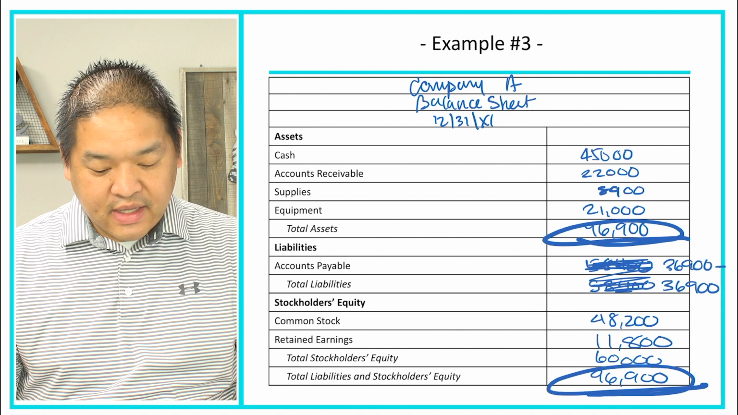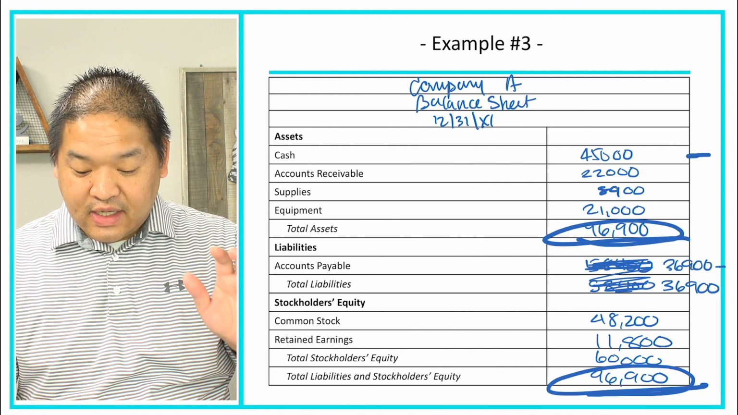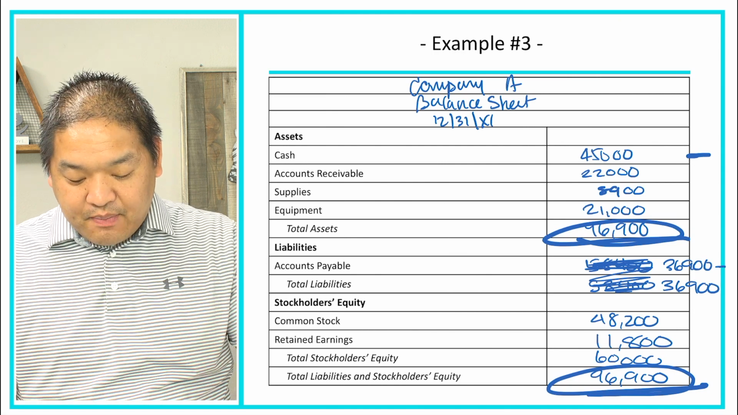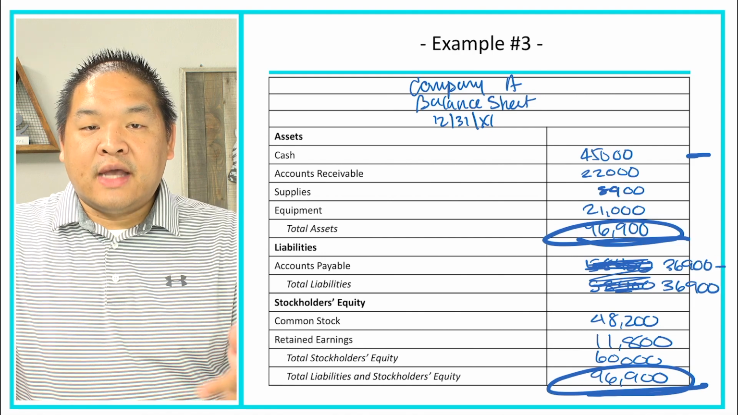Well, let's first look at cash. Cash, yeah, they can. Right? They could actually take their $45,000 in cash and pay off all of their liabilities and they would have no liabilities. So the answer is yes.